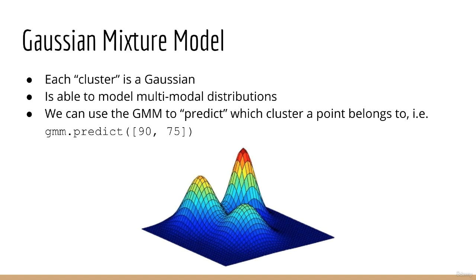In terms of clustering, we can take a data point and ask our Gaussian mixture model, which of these Gaussians does that data point belong to? So, using a concrete example, I can take my students' 2 test scores, plug them into my model, and my model will tell me, does this student belong in cluster 1, 2, 3, or 4?